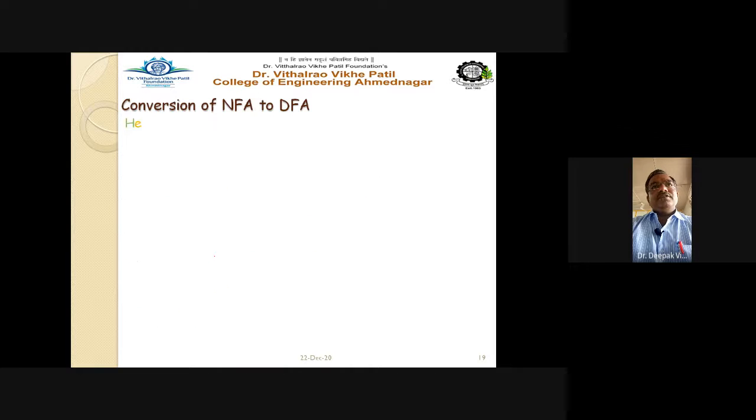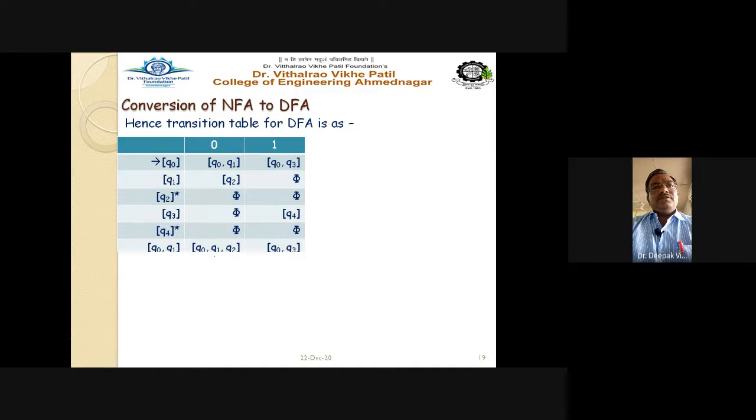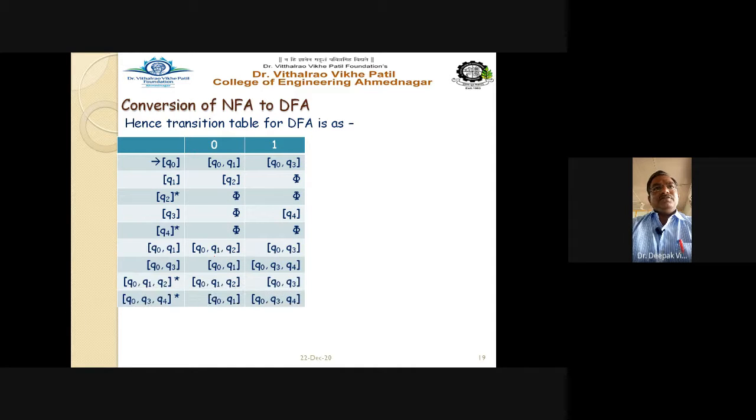So we write here the transition table for the DFA like this. Up to this, the same thing is repeated, all the rows are copied here. The only new things are the transitions which we have just calculated: [Q0, Q1] on inputs 0 and 1, [Q0, Q3] on inputs 0 and 1, [Q0, Q1, Q2] on inputs 0 and 1, [Q0, Q3, Q4] on inputs 0 and 1. The transitions we have found out are the total of 8 newly generated transitions.